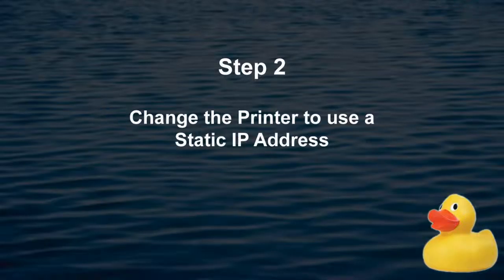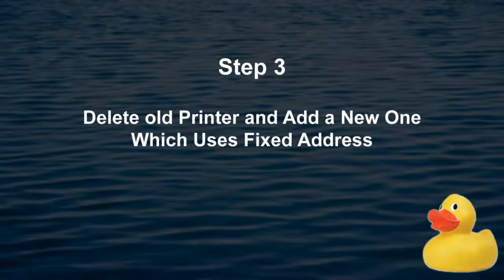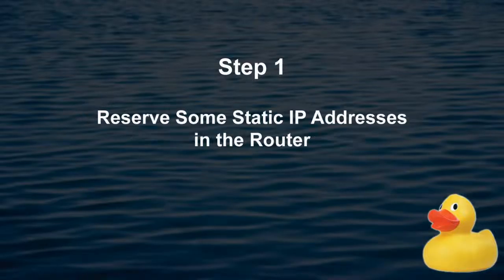Second step is to change the printer itself so that it doesn't ask for an IP address anymore but just uses a static one that we've given it. And the third and most straightforward of the three steps is just to remove the old printer driver from the PC and add a new printer to use that fixed address. And once that's been carried out, we won't have any problems anymore with offline printers. Okay, let's go and set up the router.